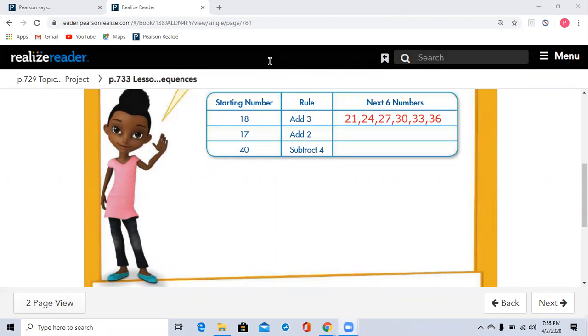The next rule will be just by adding 2. So by adding 2 to 17, I can calculate 19, 21, 23, 25, 27, 29. And the numbers continue.